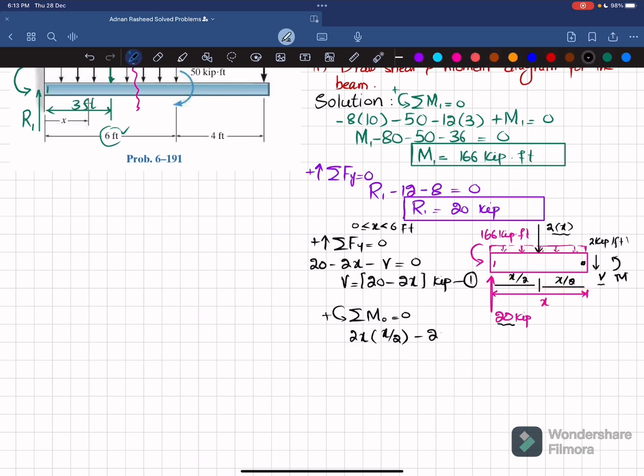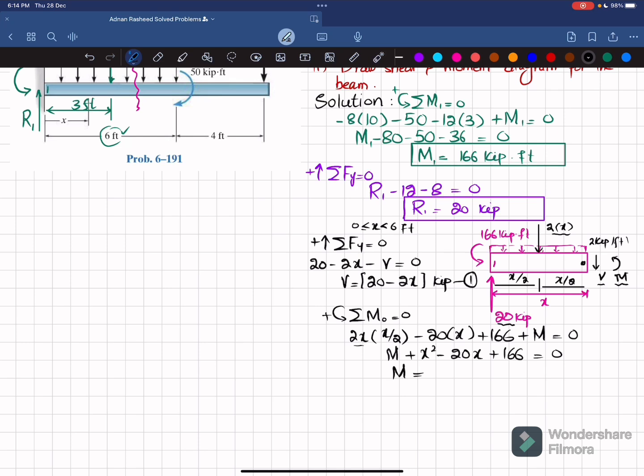So I will write minus 20 into x. The third moment is this 166, that is clockwise, counterclockwise moment, so it will be plus. So I will write plus 166, and the last moment is external moment, which is considered as counterclockwise, so it will be also positive, and their sum must be equal to 0. So from here you will get M plus x square, because 2x into x by 2 will be x square, minus 20x plus 166 is equal to 0.